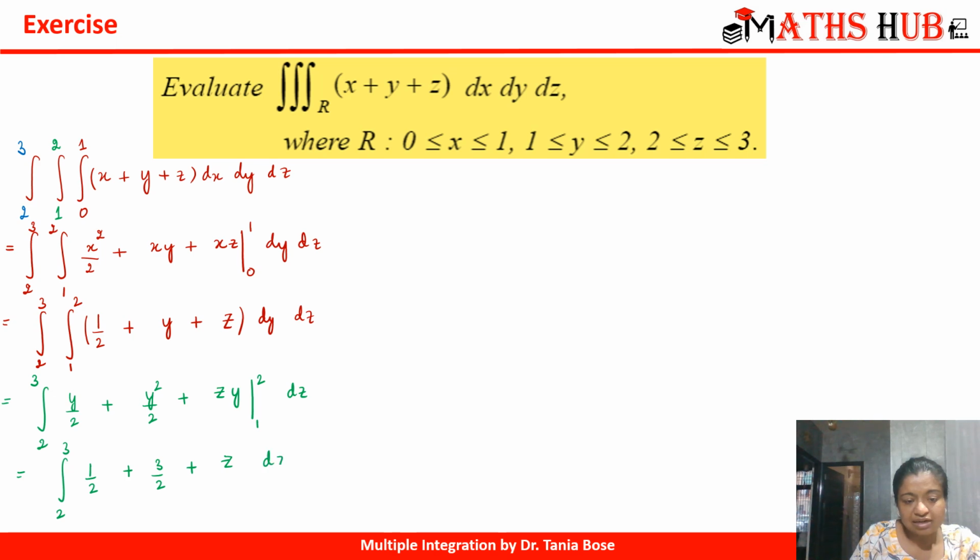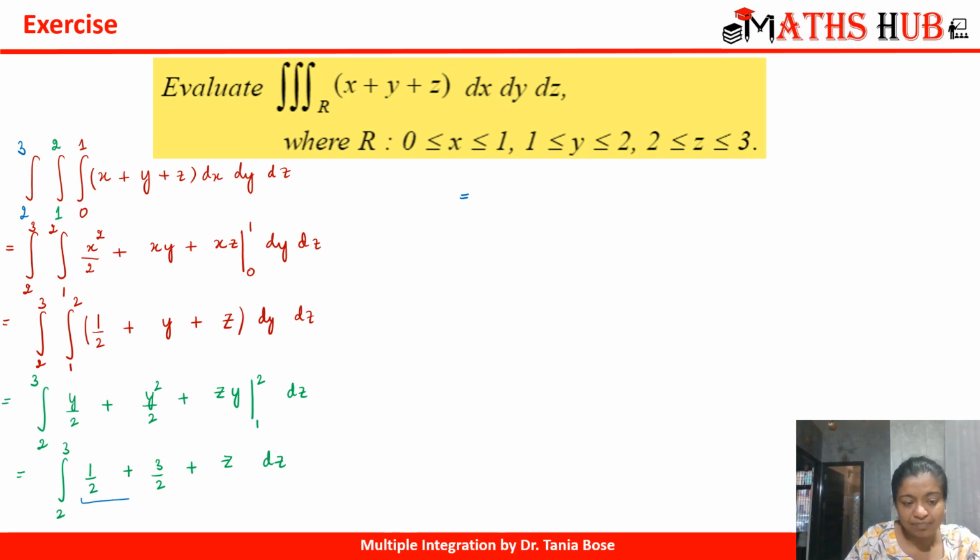And now we will integrate it with respect to z. When I integrate it with respect to z, you can see that x is gone and y is also gone, so it is a single integral now dependent on z. So 3 by 2 plus 1 by 2 will become 2.